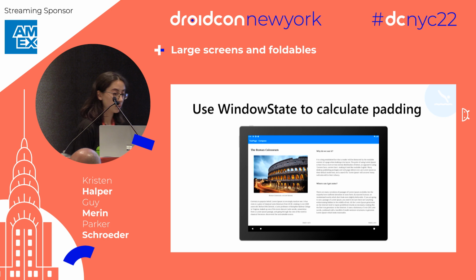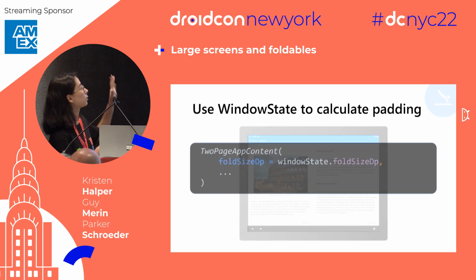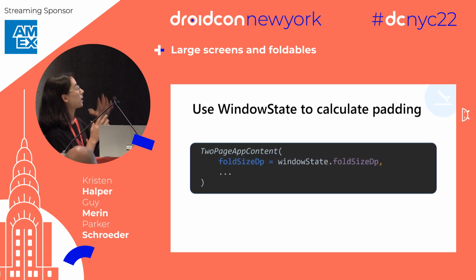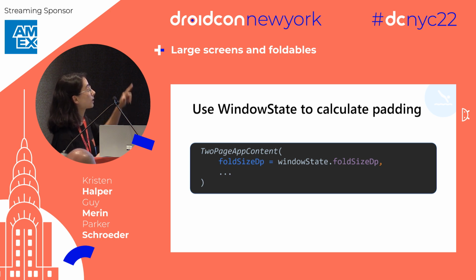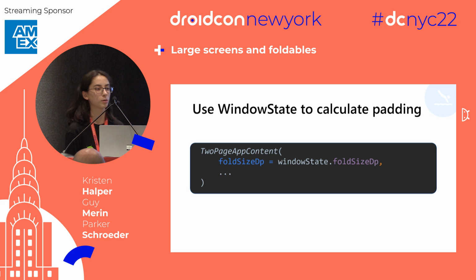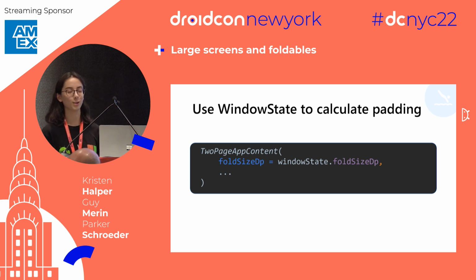And the code that we used to achieve this was very simple. So 2-page app content was the highest level composable in our app, and then we're passing in this fold size DP property from our Window State library and using that internally to set up the size of the padding in the layout. So this would be an example of a simpler enhancement you could make. If we're going back to our fitness analogy here, we're warming up, we're starting to touch our toes.